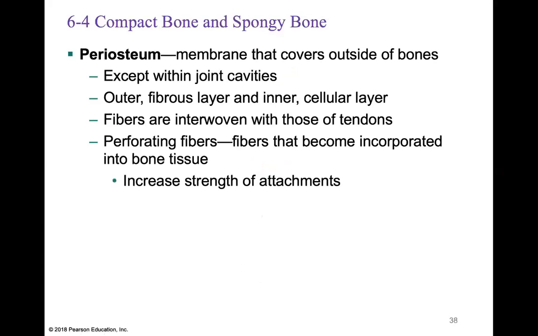The periosteum is a membrane that covers the outside of bones. You're going to find periosteum on all bone structures except within the joint cavities. This is essentially an outer fibrous layer. It's connective tissue that has an inner cellular layer. The fibers are interwoven with those of tendons. And then you have perforating fibers. These are fibers that become incorporated into the bone tissue, and what this does is it helps to increase the strength of the attachments.